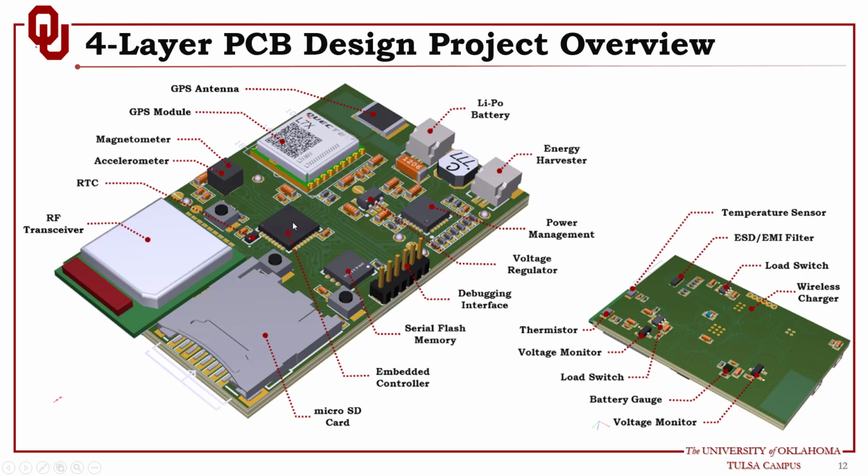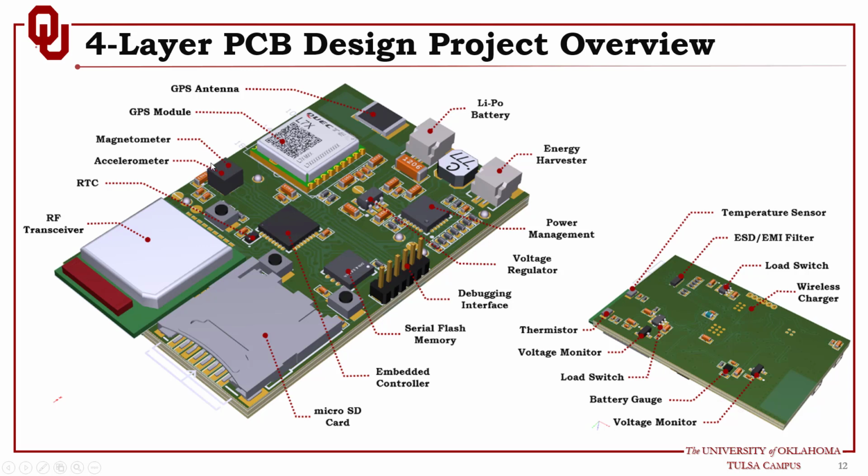Then you have the embedded controller, which is the core of this board. As you can see, it's in the center of the board. You have connectors to connect the battery and connect the energy harvester. You have power management. You have serial flash memory and a micro SD card for data logging. You need to log the data. If you don't have wireless connectivity with the base station, you need to store the data locally. And whenever you have a connection, you can transfer the data to the base station.